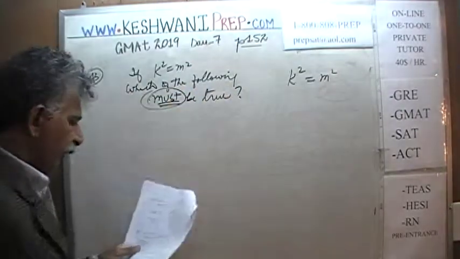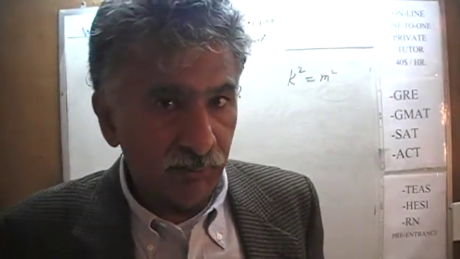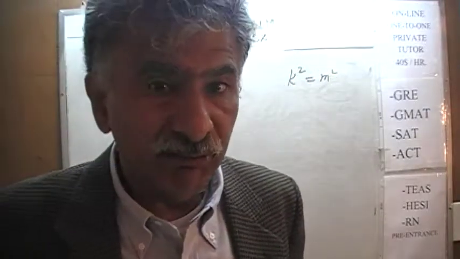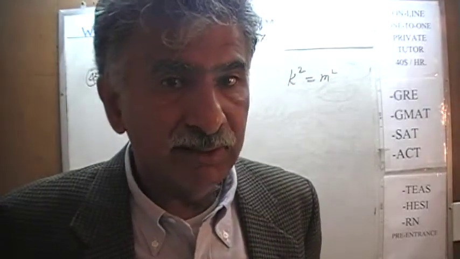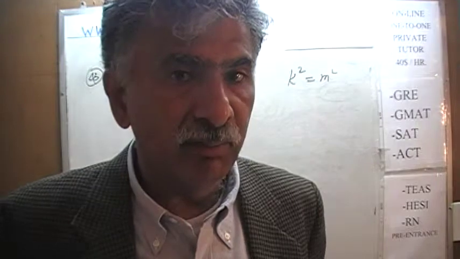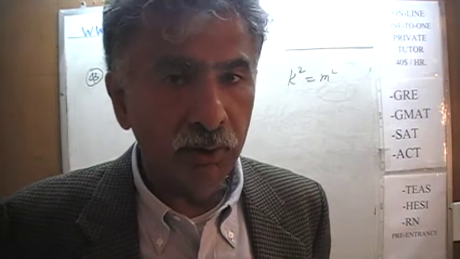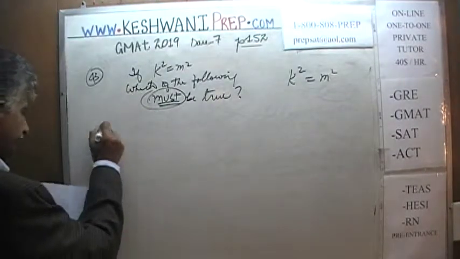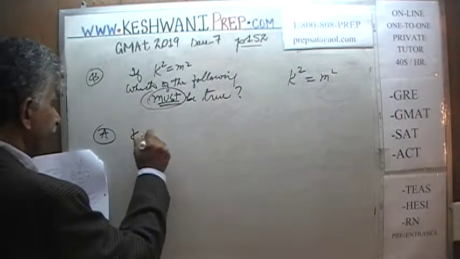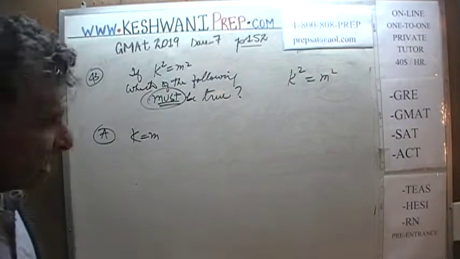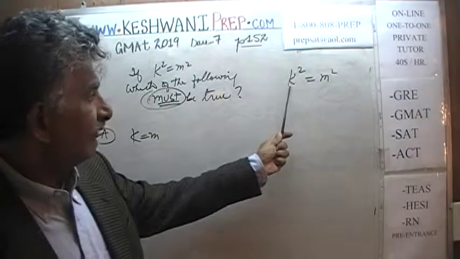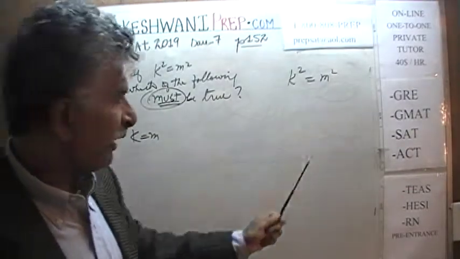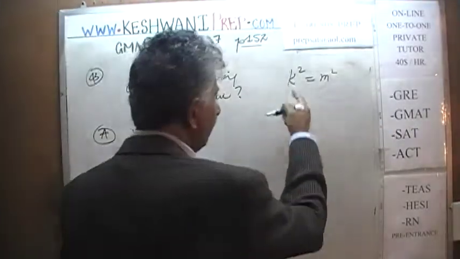That word there is very important, must be true, because many of these following statements that they give you in some cases might be true, but we're looking for something that must be true. In other words, we're looking for a statement that has to be true at all times without exception. For example, statement 1 here tells us that k equals m. Now in some scenario that might be true. Why? Because we are told that k squared is equal to m squared. Now this is where we have to pay attention.